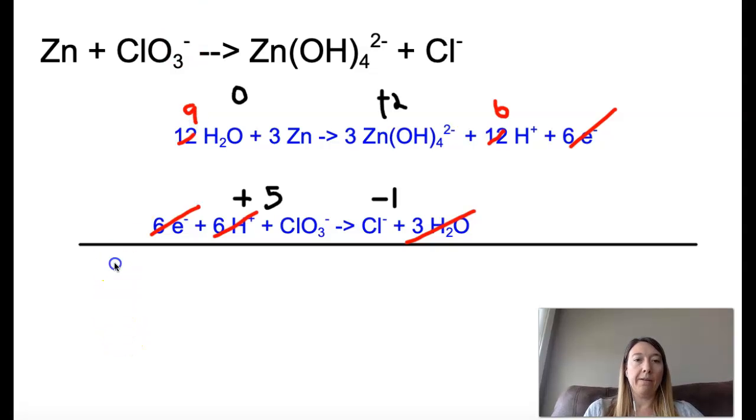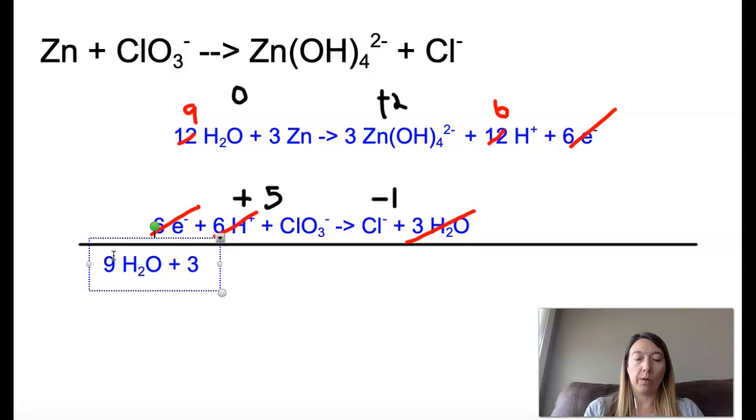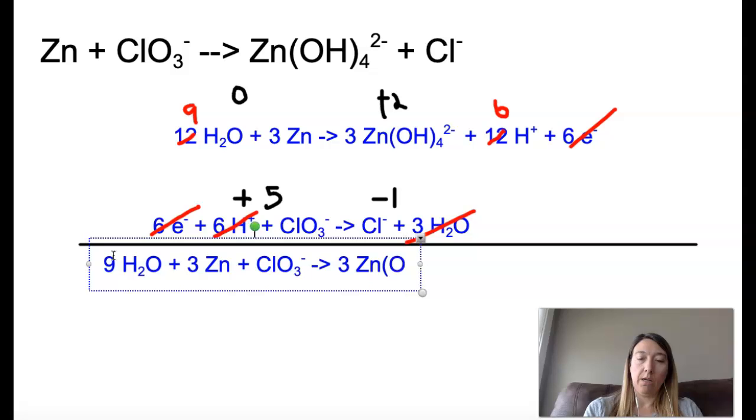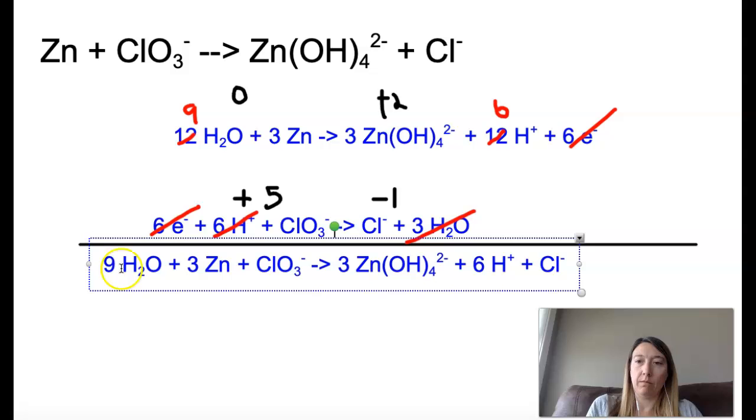So then what we're left with is 9 waters plus 3 zinc plus that ClO3 minus, okay, turning into 3 zinc hydroxides plus 6 hydrogens plus that chloride ion.